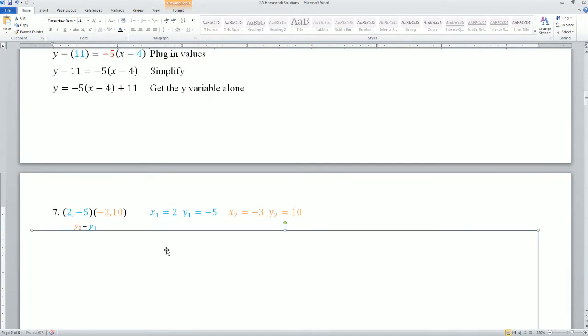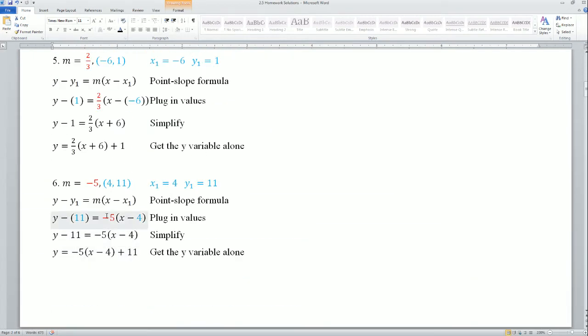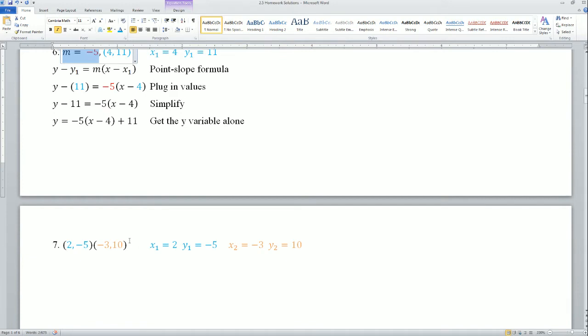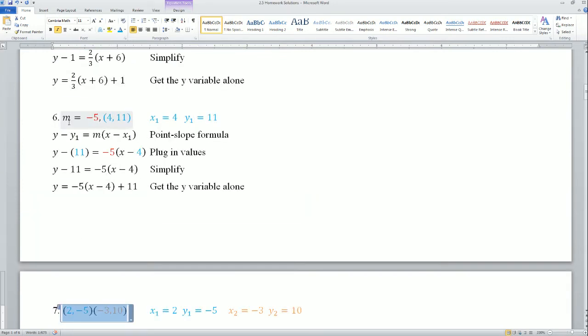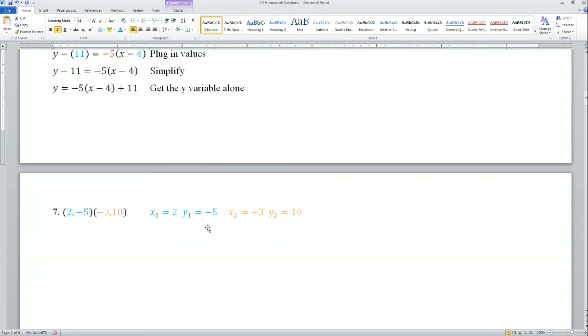All right, number 7. Notice how I already have the m here, which is the slope. Here I'm given two points, so I need the slope first of all. How do I do that? I label the points first. I have x1, y1, and x2, y2. I call this x1 and y1 because this is my first point, and I call this x2, y2 because this is my second point.